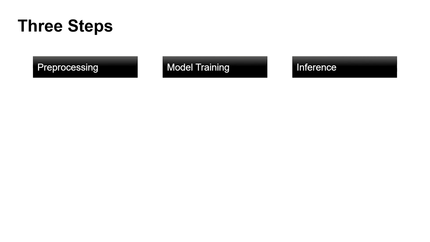First step is the pre-processing. Second step is the model training. Last step, when the model is ready, is the inference. And the pre-processing is really about collecting all the inputs and outputs.